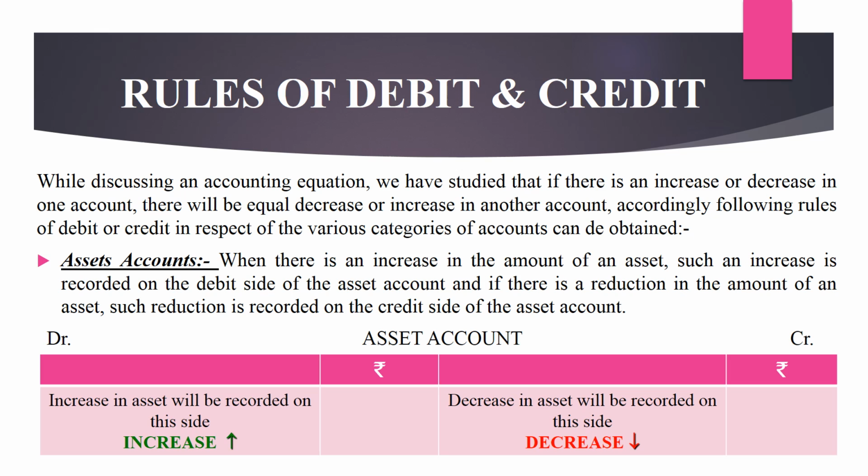So when there is an increase in the amount of an asset, such an increase is recorded on the debit side of the assets account. And if there is a reduction or decrease in the amount of an asset, such reduction is recorded on the credit side of the asset account. asset account का एक format बना रखा है मैंने. So in your left hand side, increase in asset will be recorded on this side. So this is your debit side of an account, or decrease in asset will be recorded on this side, that is credit side of the account.